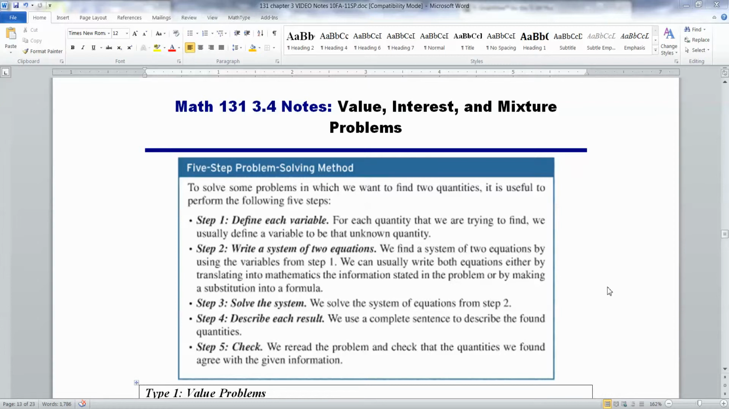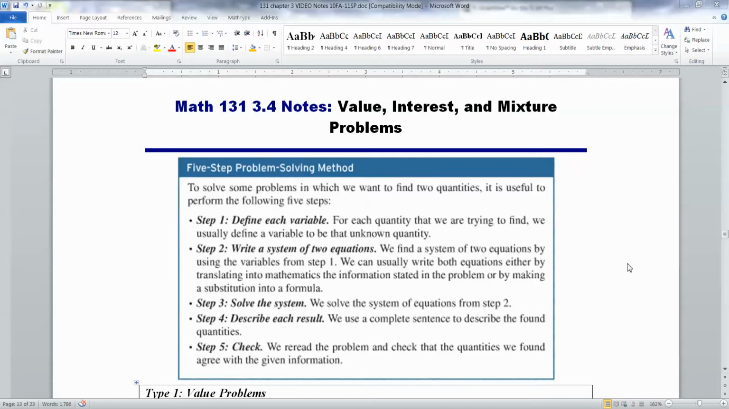So let's read through the 5-step problem-solving method. To solve some problems in which we want to find two quantities, it is useful to perform the following 5 steps. 1. Define each variable. And we've been doing that all along anyway. I mean, for every quantity that we are trying to find, we usually define a variable to be that unknown quantity. But we do more than that.